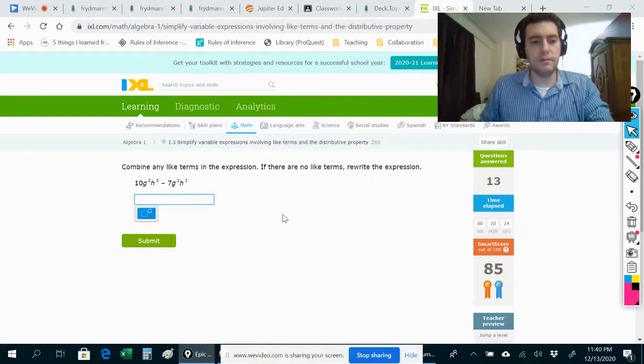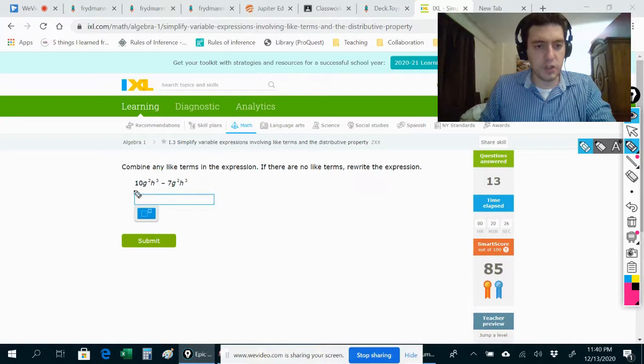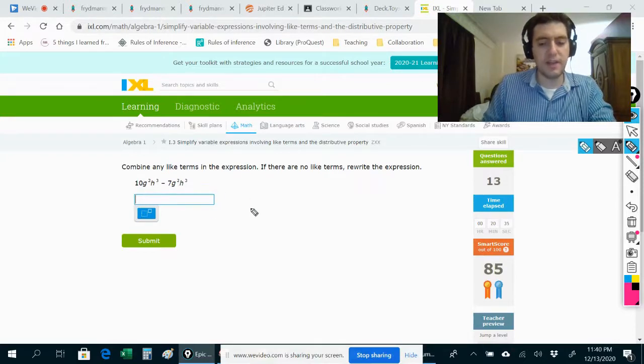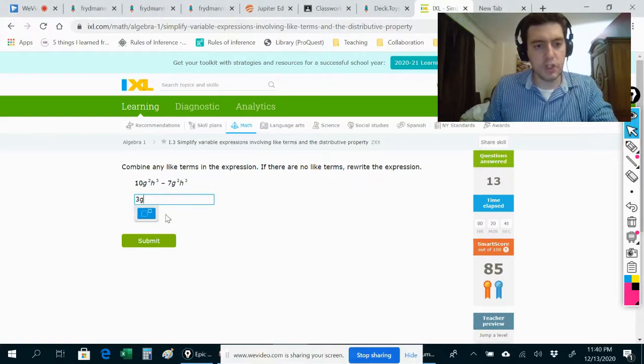Okay, so it's not giving me anything tricky here. G to the second power, H to the third power, both of these terms have it. So we can just go ahead and do 10 minus 7, which is 3. And then just put in the G to the second power, click again, and then H to the, click on that for the third power.